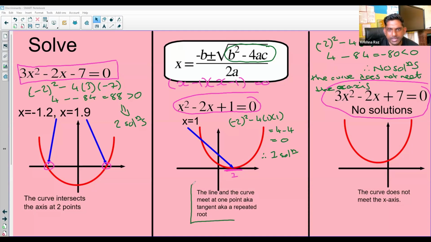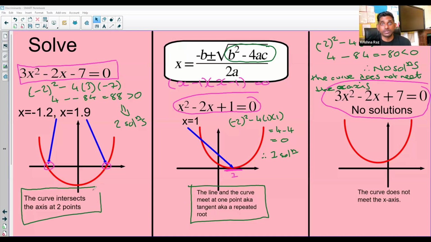Whilst here we can say the curve would just touch the x-axis, and in the first case, the curve intersects the axis at 2 points. So that is a discriminant, and this is the first instance at which we would use it.